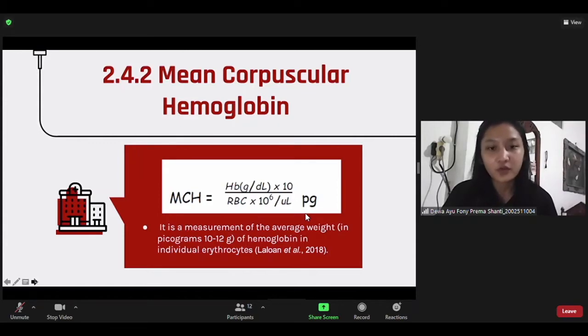Through the formula, after getting the mean corpuscular hemoglobin result, compare it with the normal MCH level. Normal MCH levels in adults are about 27.5 to 33.2 picograms per red blood cell. The normal value may vary from lab to lab depending on the machine that is used.